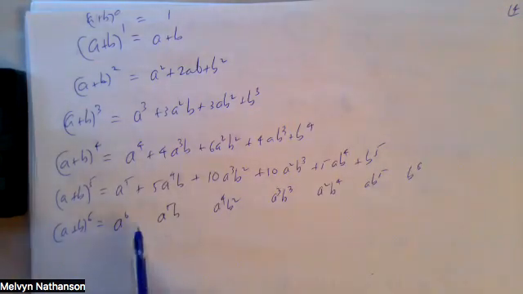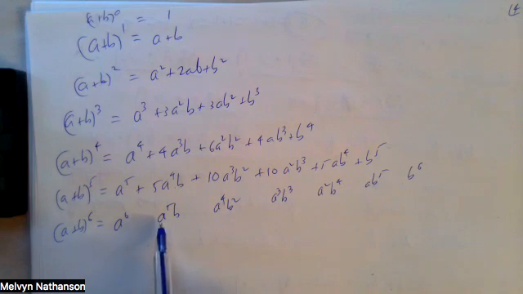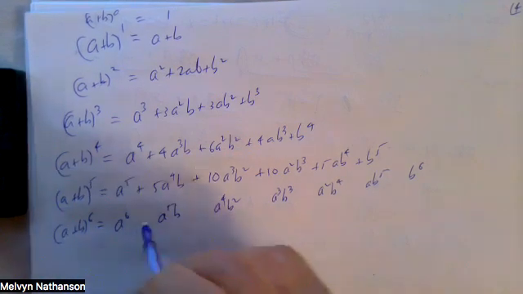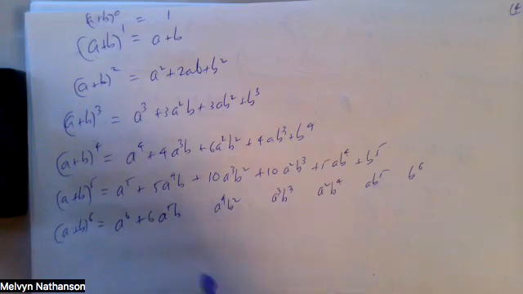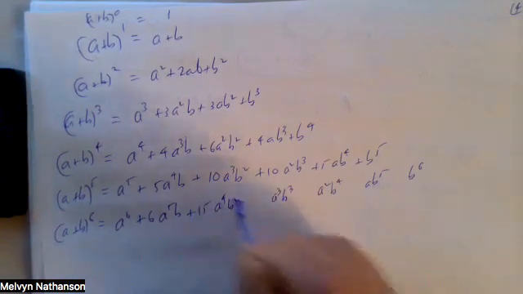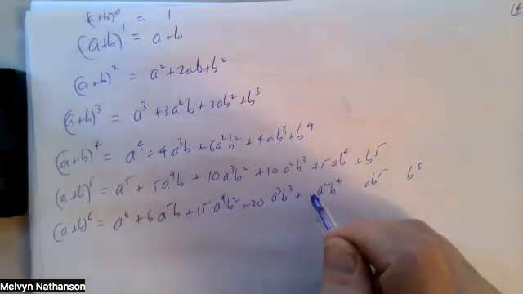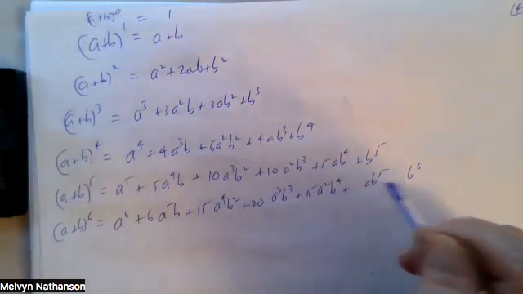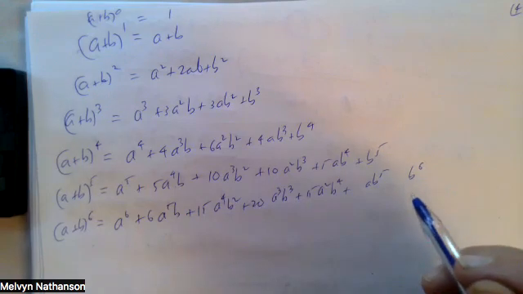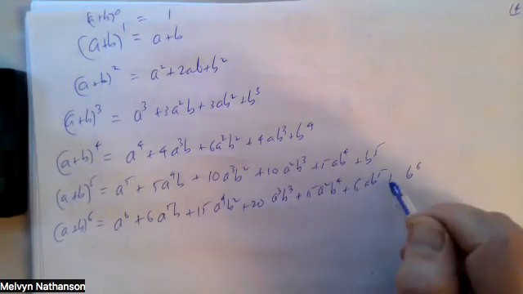And the only question is, these are all possible terms: a to one power, b to another power, where the sum of the powers is 6, where the exponents are non-negative integers, 0, 1, 2, 3, up to 6. The only question is, what are the coefficients? So if I'm lucky, this is 6, this is 15, this is 20, this is 15, this is 6, and this is 1.